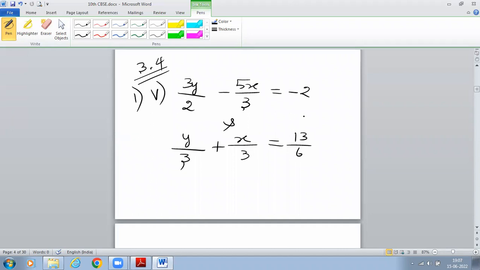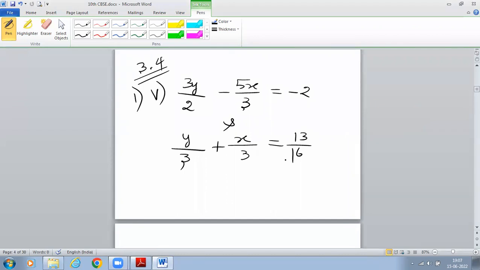Yes, ma'am. The second equation, sir, it's 13 by 16. Okay, thank you. Yeah, you're correct. Thank you, ma'am, for correcting me. Listen, that is 13 by 16. It is not 13 by 6. Sorry. Now we have to solve this.